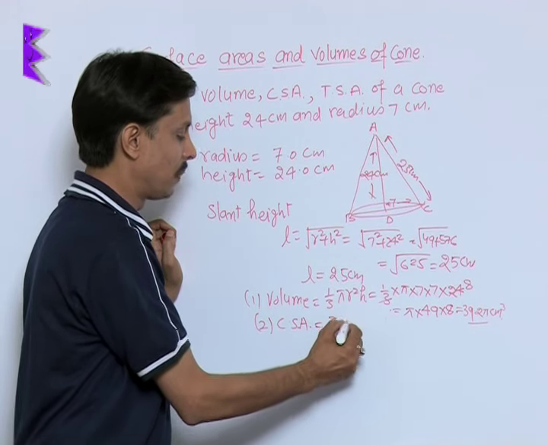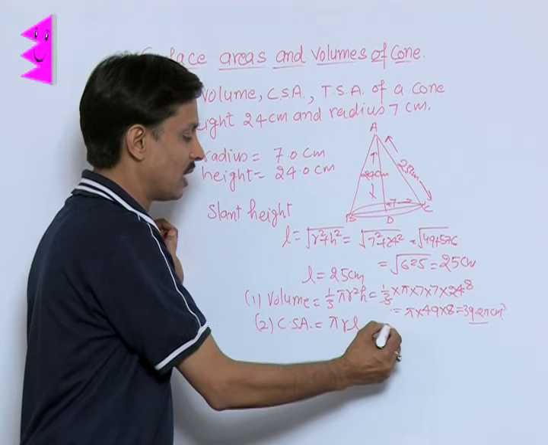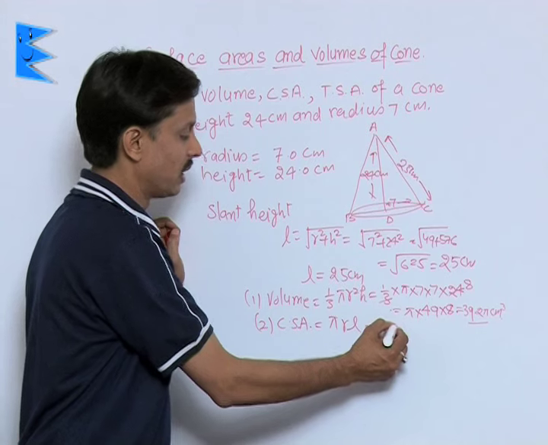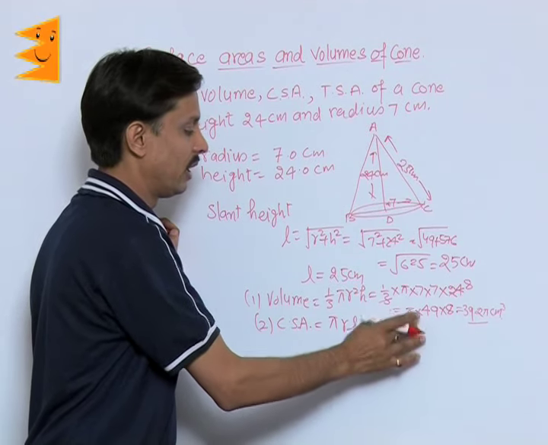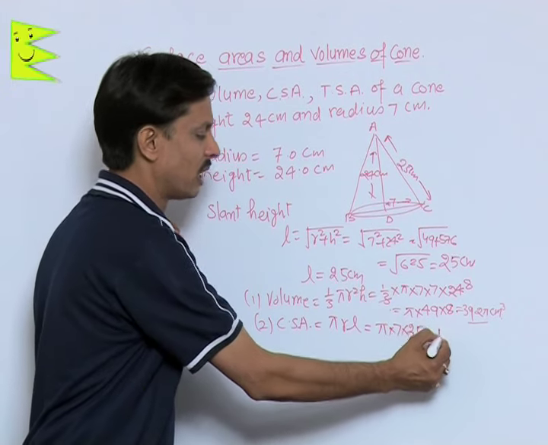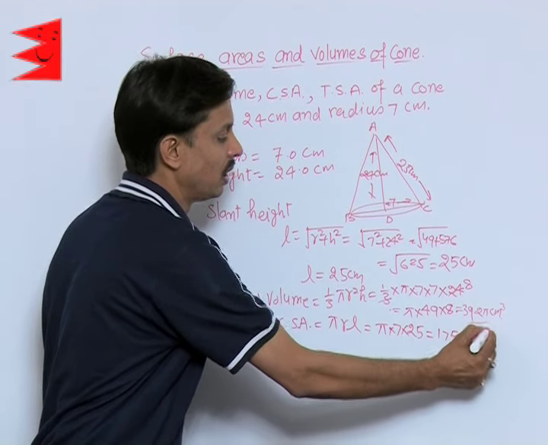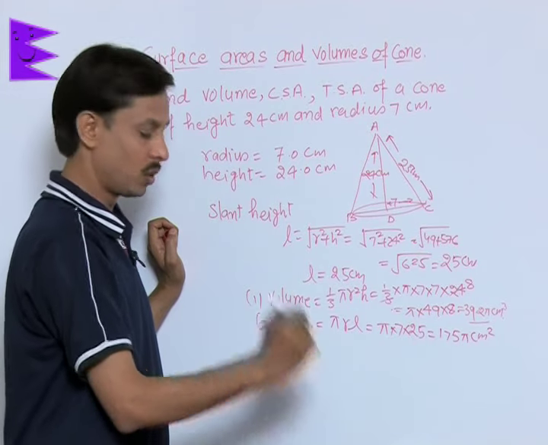Formula of the curved surface area is pi into r into L. I am giving the answer of the CSA in terms of pi: pi into r, radius is 7, into L, that is 25. So this becomes 175 pi centimeter square, the curved surface area of this cone.